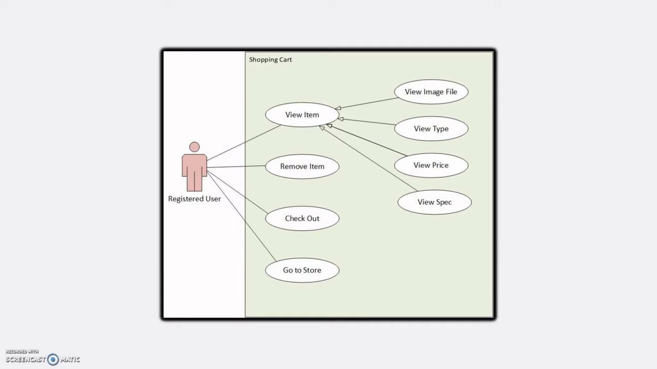This is a use case diagram for the shopping cart. The registered user is able to view item, remove item, check out, and go to the store. View item generalizes view image file, view type, view price, and view spec.